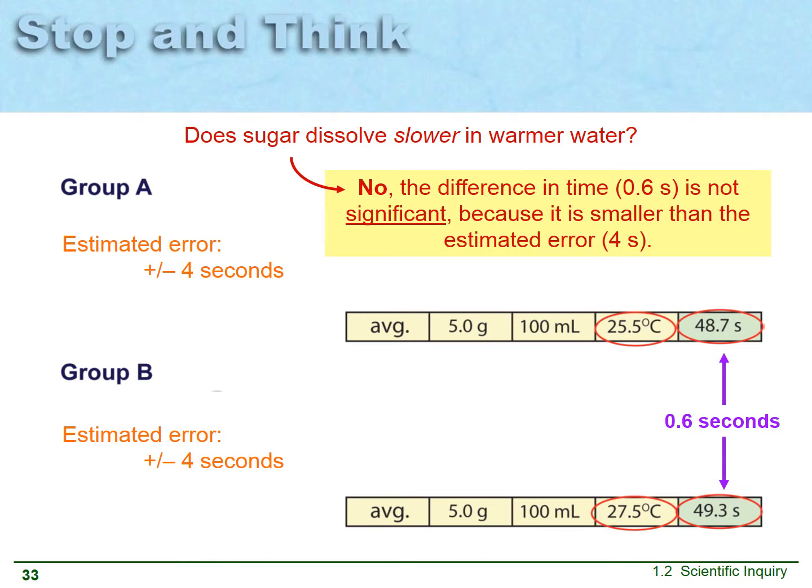The difference in times was only 0.6 seconds, and with the highest estimated error between the two groups of plus or minus 4 seconds, we see that this difference between the groups could just be part of unavoidable errors in reading measurements. What might be a better way to test the differences between dissolving rates in different temperatures?